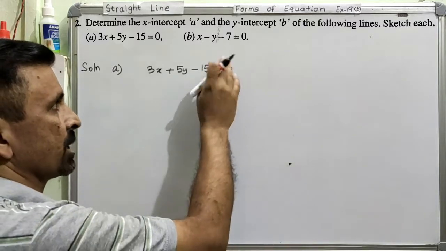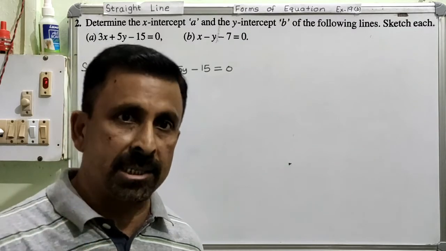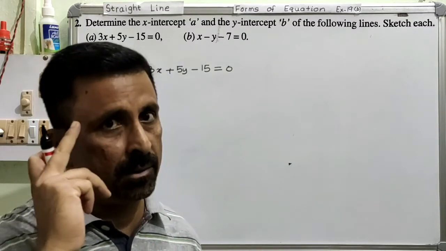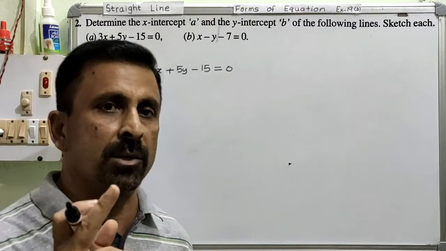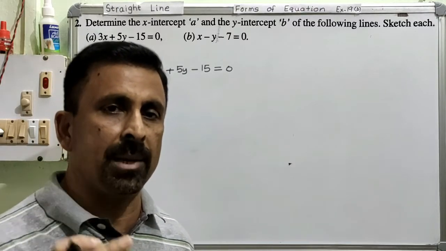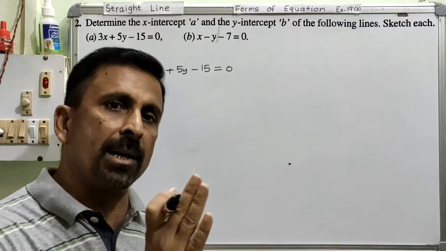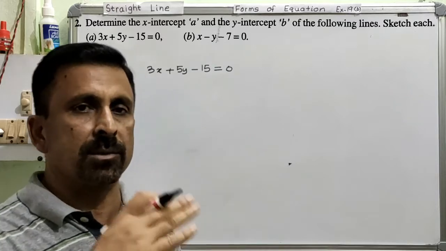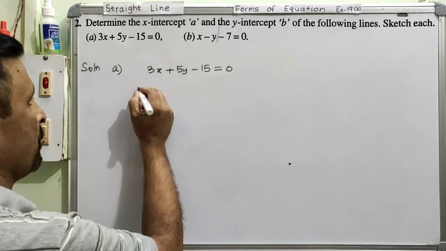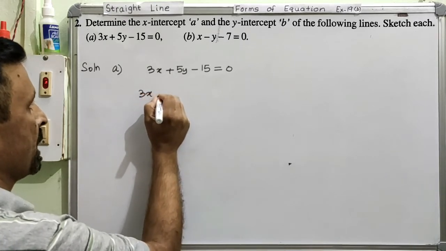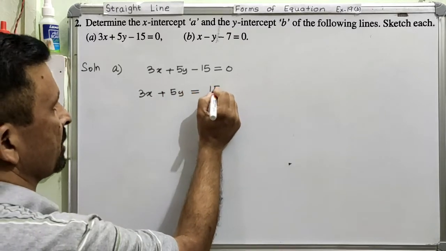This constant will be taken to the right side because the question is to find out the intercept. If you visualize the intercept form, the equation was x over a plus y over b is equal to 1. That means only the variable part is on the left side and the constant was moved to the right side. So we are doing that same activity. First of all, we will do that: 3x plus 5y is equal to 15. This is the first one.